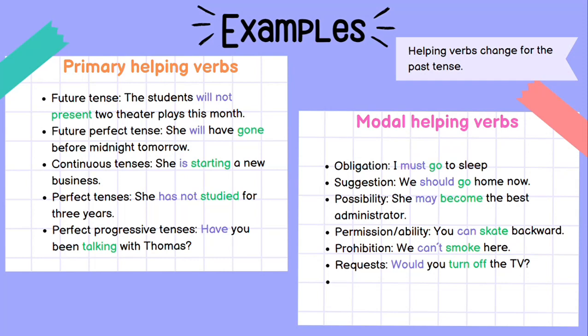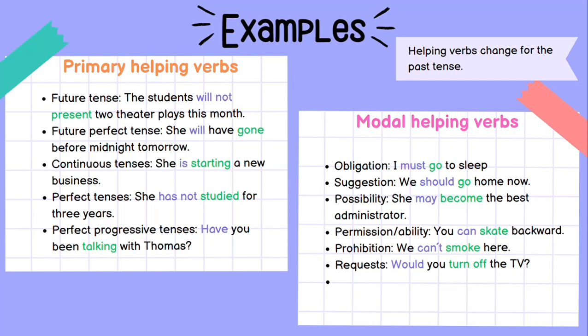For possibility, she may become the best administrator. May helping verb, become main verb. For permission or ability, you can skate backward. Can helping verb, skate main verb. And for prohibition, we can't smoke here. Can't or cannot is the helping verb, and smoke the main verb.